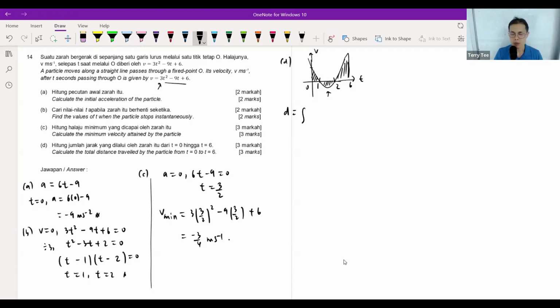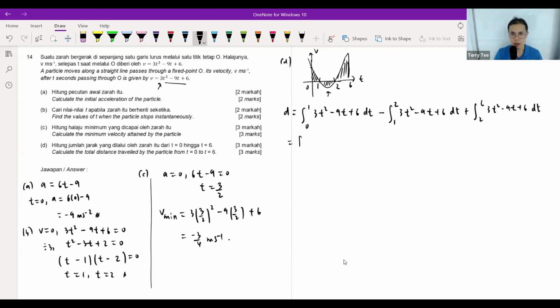So for the first part, I need to integrate from 0 to 1. Your function is 3t squared minus 9t plus 6 dt. From 1 to 2 is going to be negative, so you put the negative in front to make it positive, or you can put a modulus, okay? So this is 1 to 2, 3t squared minus 9t plus 6 dt, and then 2 to 6, 3t squared minus 9t plus 6 dt.